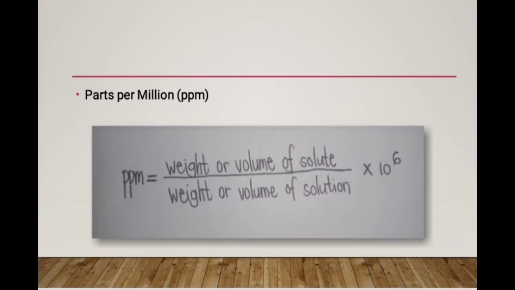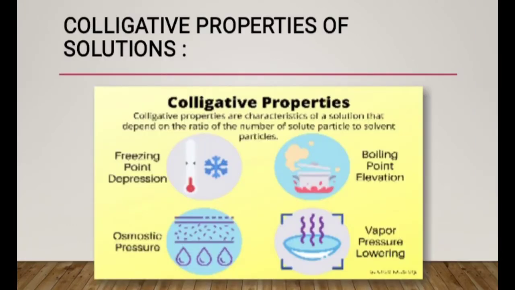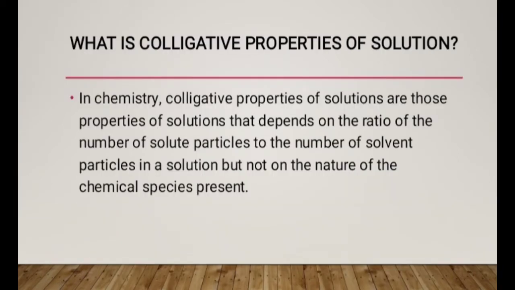The formula for parts per million is ppm equals the weight or volume of solute divided by the weight or volume of solution, times 1 million. And now let's go to colligative properties of solutions. Colligative properties of solutions have 4 types, which are freezing point depression, boiling point elevation, osmotic pressure, and vapor pressure lowering. What are colligative properties of solutions?